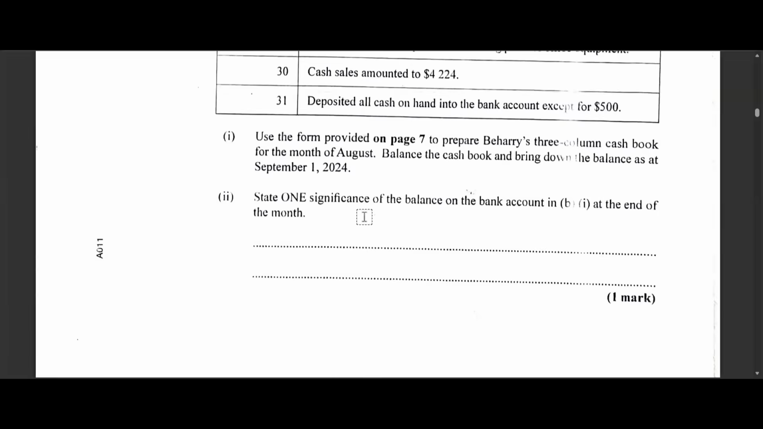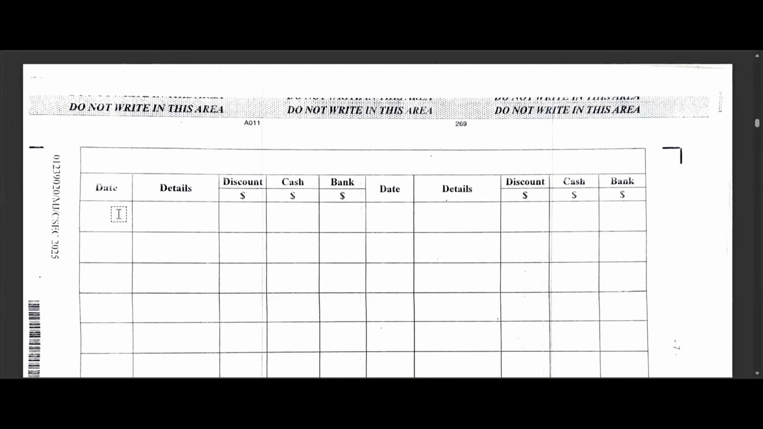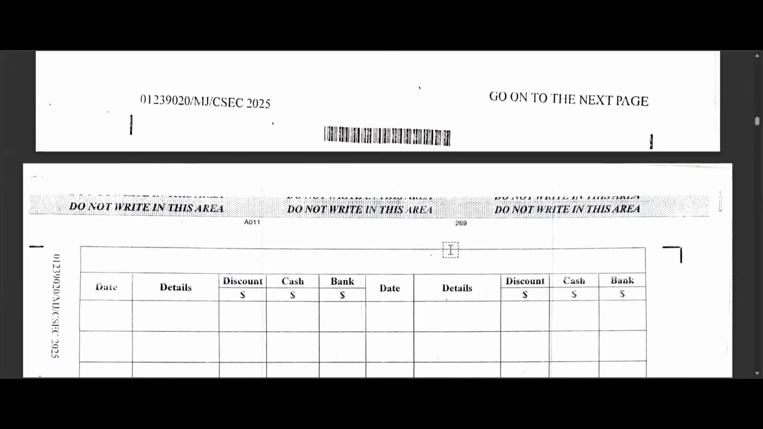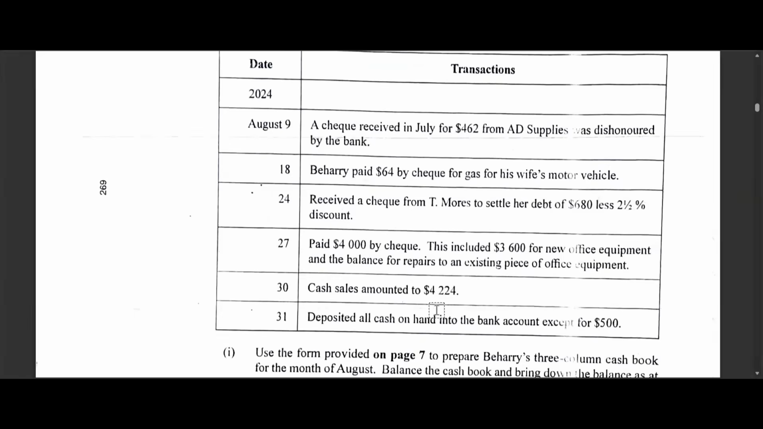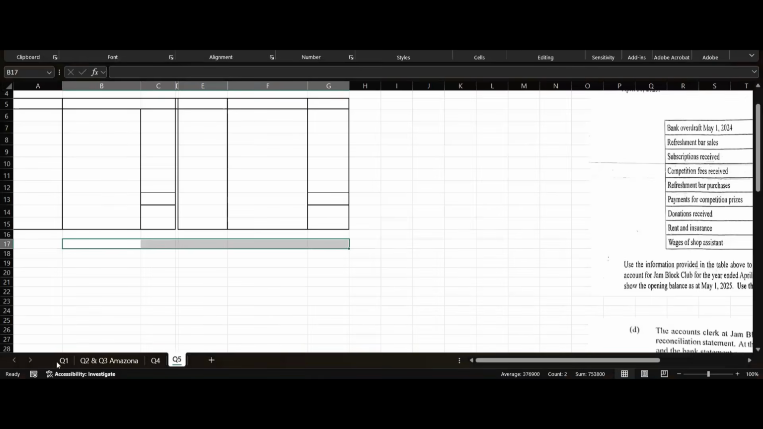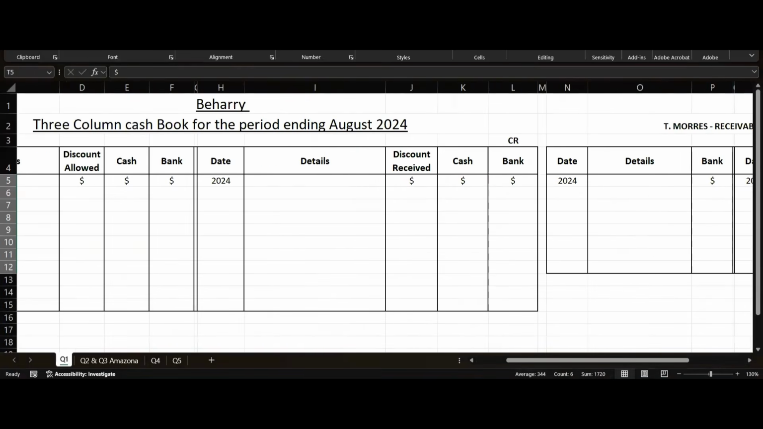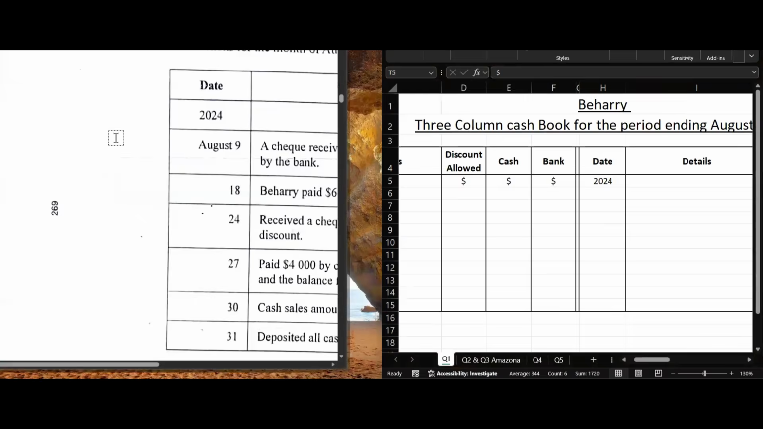Okay, no problem. Now let's scroll down. Let's see what the page 7 format looks like. So here we go. Usual format that you guys normally are accustomed to. Date, details, discount, cash, bank. Date, details, discount, cash, bank. Okay guys, let's jump into it immediately and let's fill out this cash book for a total of 10 marks. Now what I'm going to do, I'm going to actually split my screen. So you will be seeing my Excel worksheet answers right here and the questions to the side. In that way, I'll prevent scrolling up and down.